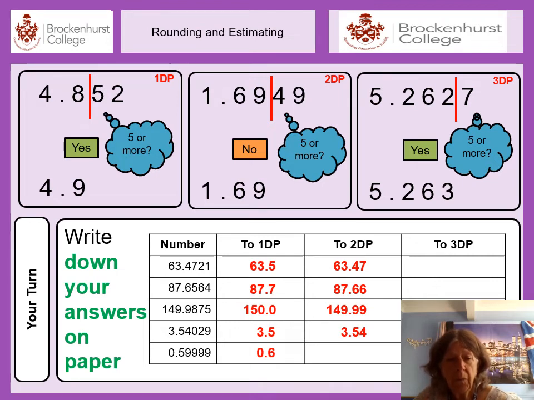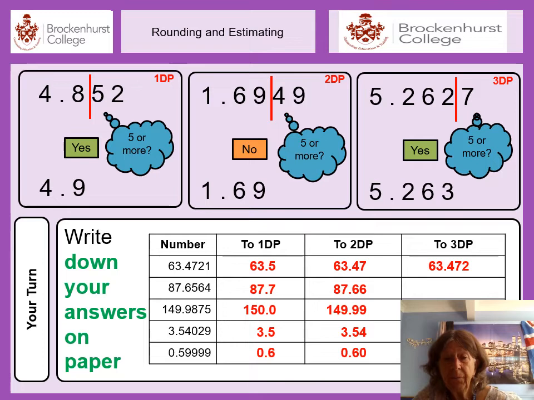The next one, 0.59999, and we want this to 2 decimal places. It's a bit tricky. We will draw the line after the first 9 and look at the number afterwards, which is also a 9. So we're going to round up. So we need to round the 9, which is in front of the line, up, and that becomes 10. So in fact, we get 0.60. And it's important here to make sure you write the 0 to show the 2 decimal places. We want 2 numbers after the decimal point.